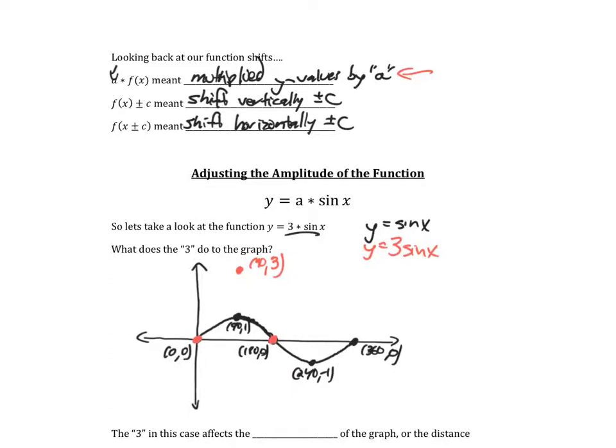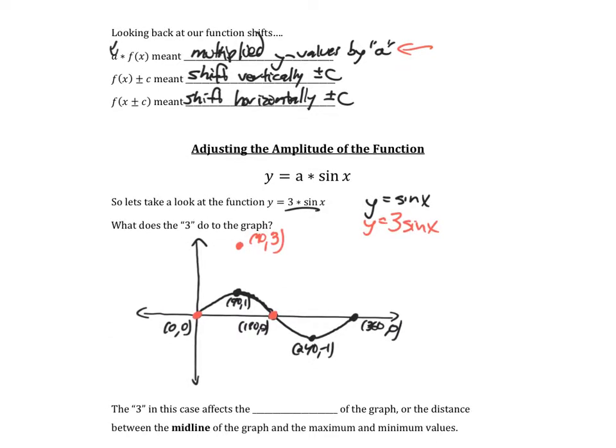270, negative 1, I'm going to multiply that by negative 3. Just space this out a little better. Let me scroll down. That's going to become 270 comma negative 3. And then 360 stays the same.